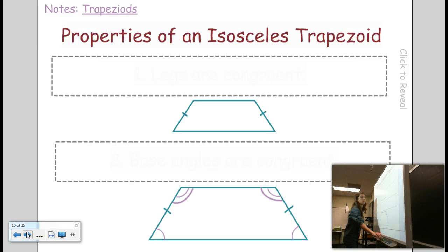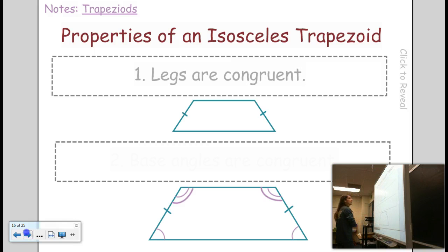Property 1 of an isosceles trapezoid is that the legs are congruent. So on your family tree, you're writing down: family tree, trapezoid, isosceles trapezoid, legs are congruent.